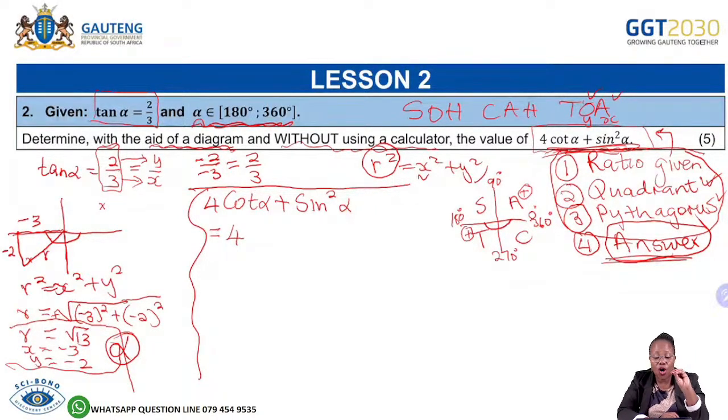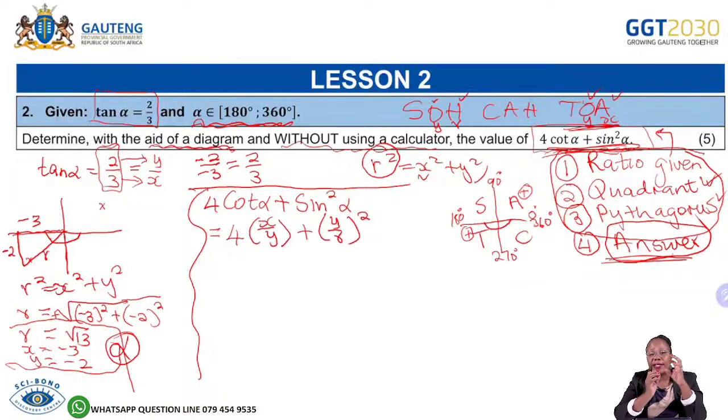Remember now, a cot is a reciprocal of a tangent. Tangent is y over x, therefore cot will be x over y. Do you still remember that? Plus a sine. Sine is opposite over hypotenuse. O is y and h is r. That means it is y over r. And remember, this is squared now.